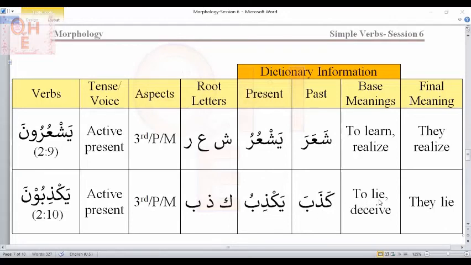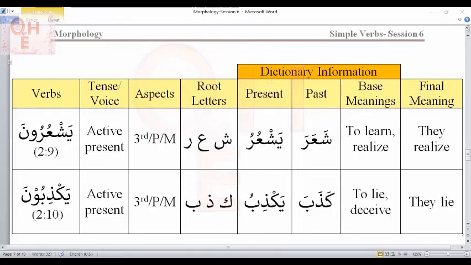Base meaning is to lie or to deceive. So what will be the final meaning? This is an active present tense. The doer is a third person plural male. They lie. Okay. Hopefully you understood the identifications. And if you have any question, please put it in the comment section.